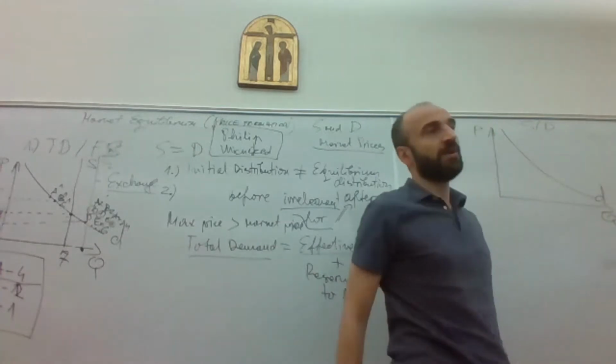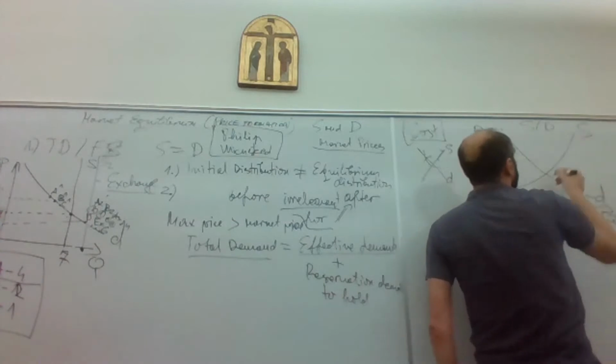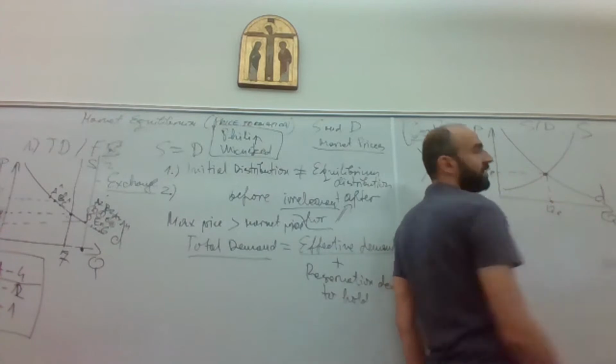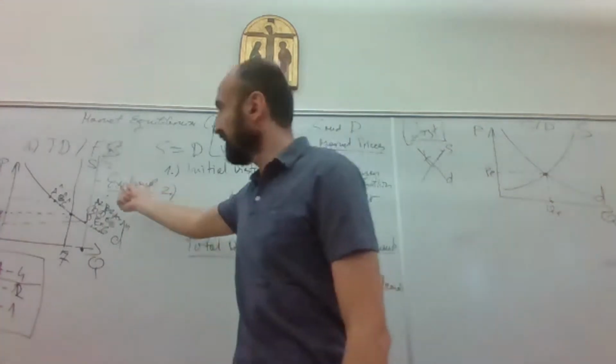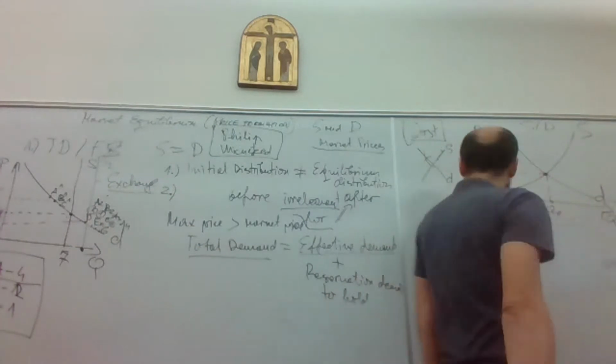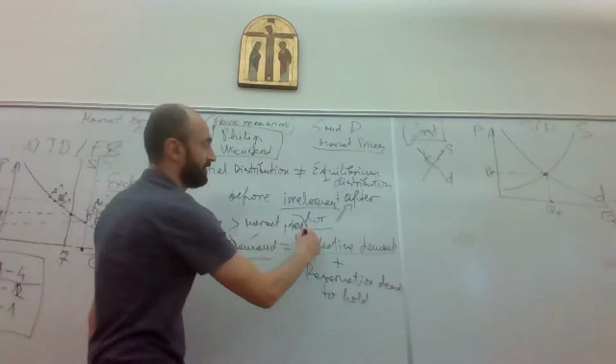So here is the demand. Here is the supply. Here is the equilibrium price. Here is the equilibrium quantity. What is the difference between this model and that model? A couple of differences. This demand here is not total demand. It's just effective demand.